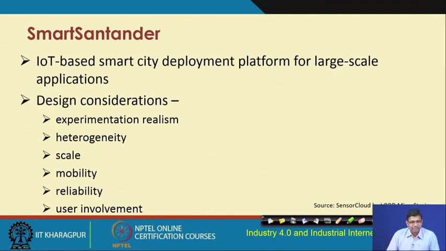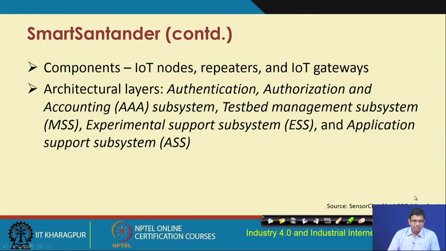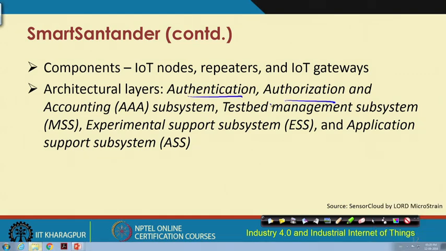Another work is the Smart Santander. This is an IoT based smart city deployment platform for large scale applications, where the design considerations are with respect to experimentation realism, heterogeneity, scale, mobility, reliability, user involvement and so on. And they have come up with an architecture which uses different components such as the sensor enabled IoT nodes, the repeaters, IoT gateways and so on. And it has different architectural layers such as authentication, authorization, accounting, test bed management subsystem, experimental support subsystem and application support subsystem.